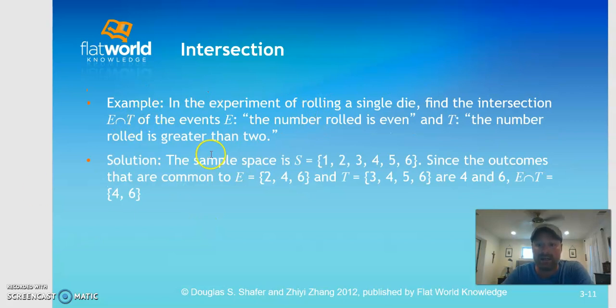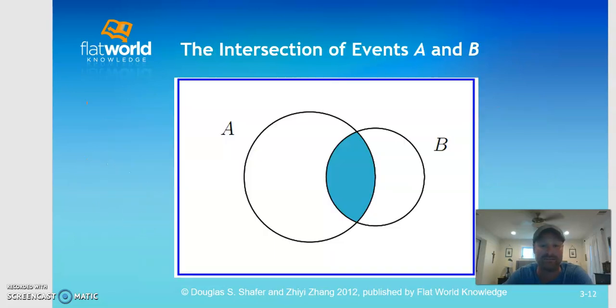There's another example here that you can use. In the experiment of rolling a single die, find the intersection of E intersection T. We know that E is the even numbers and T represents those greater than 2. Numbers that are even and greater than 2 are 4 and 6, so that's why 4 and 6 are in the set that is the intersection of E and T.